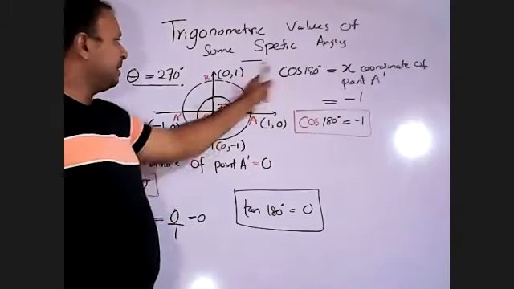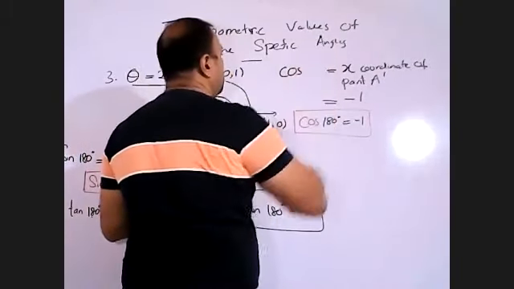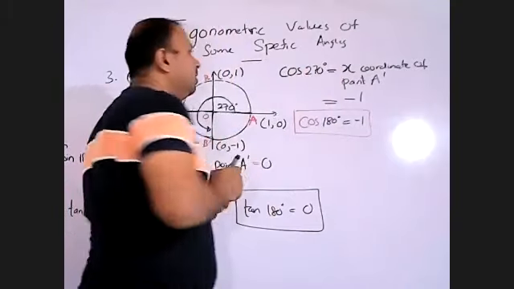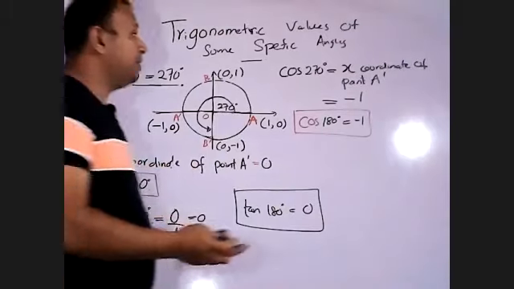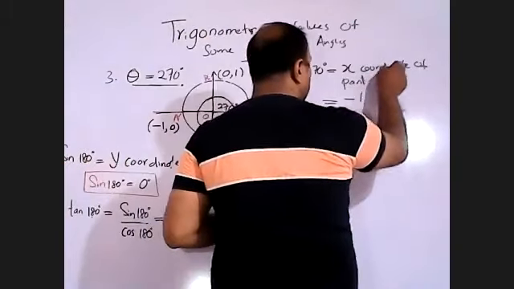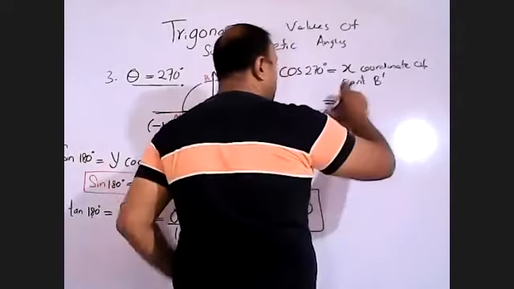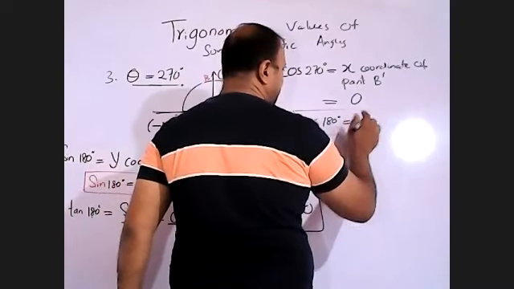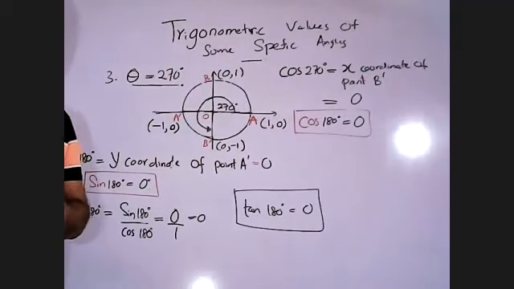Then I can write cos 270. Cos 270 is the x coordinate of B dash. The x coordinate of B dash is equal to 0. Therefore, cos 270 is 0.